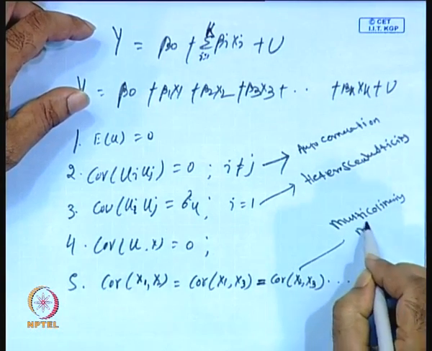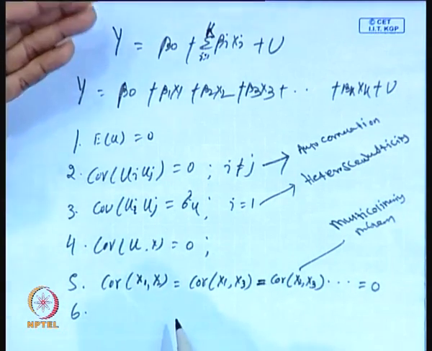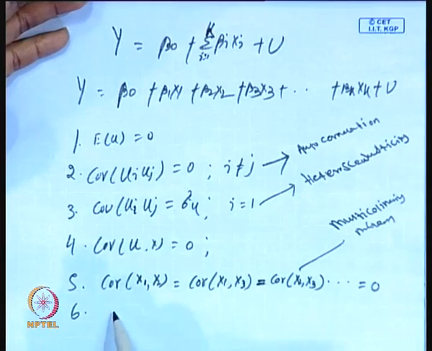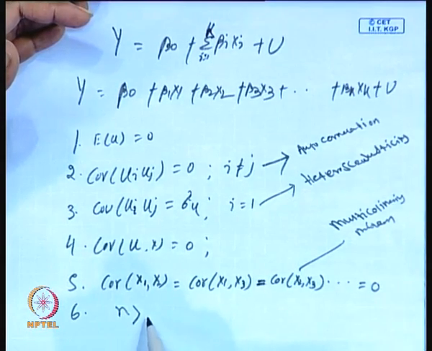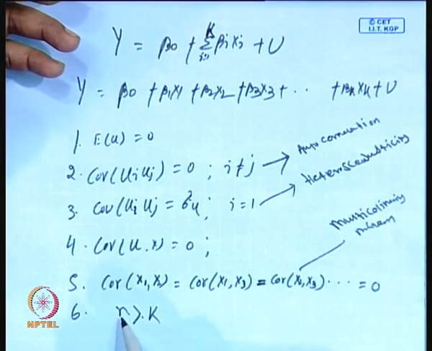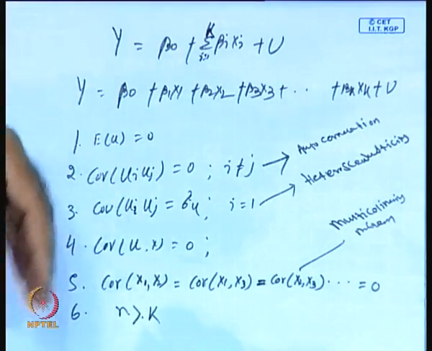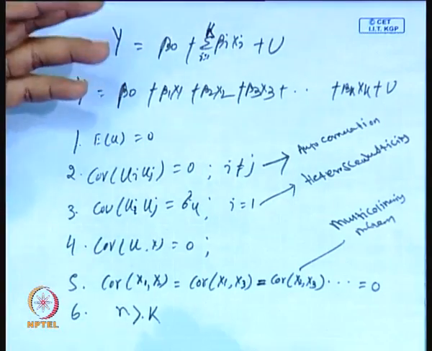Multicollinearity problem. Okay, so then of course the obvious standard assumption is that your n should be substantially greater than k. So n represents the number of samples and k represents the number of independent variables in the system.